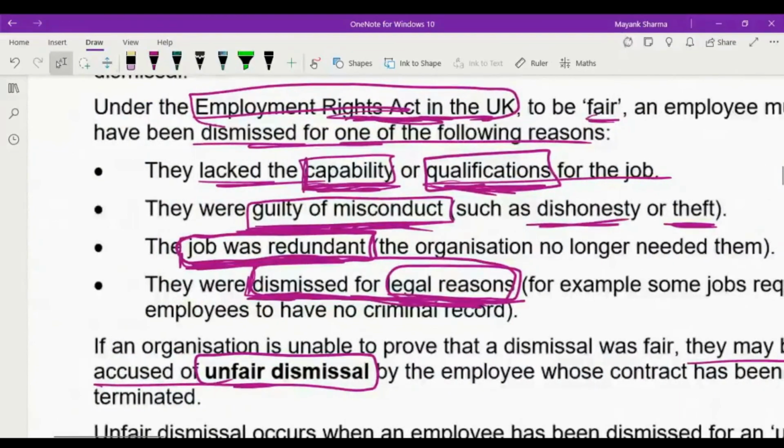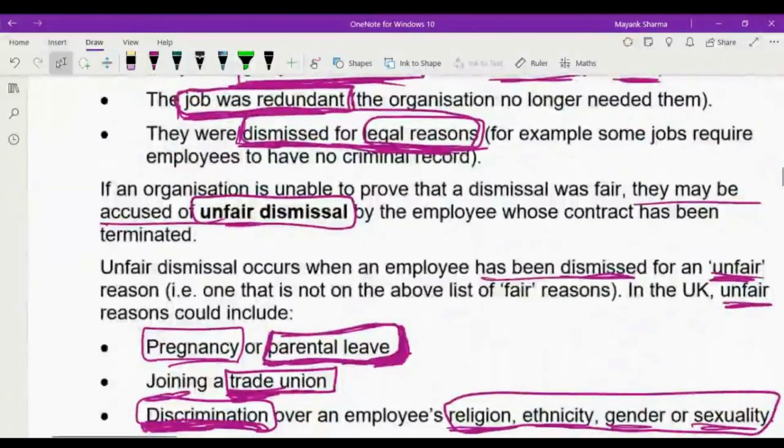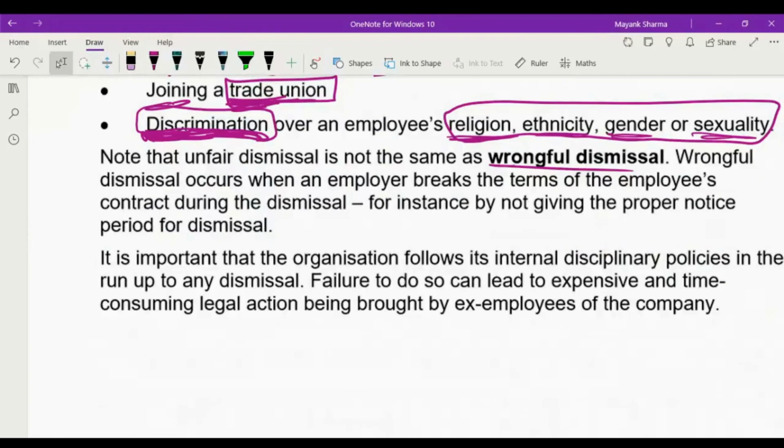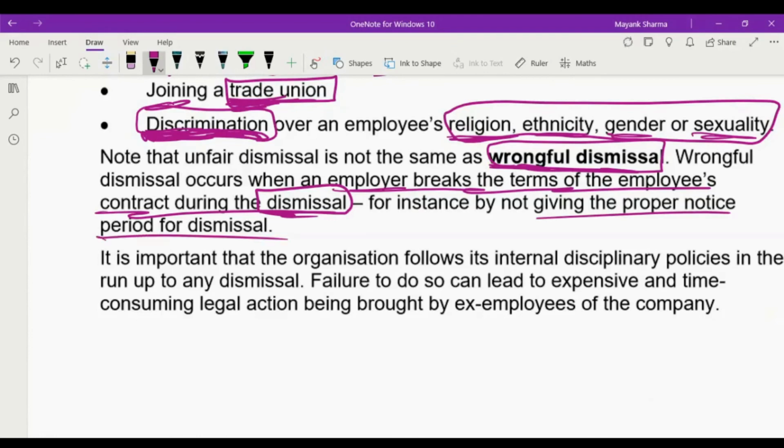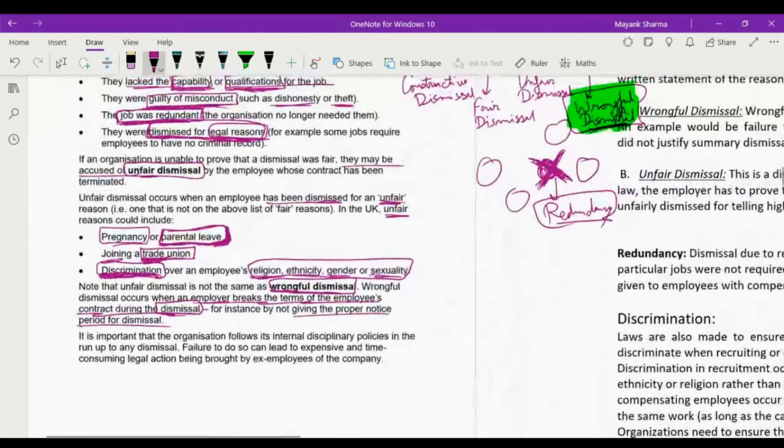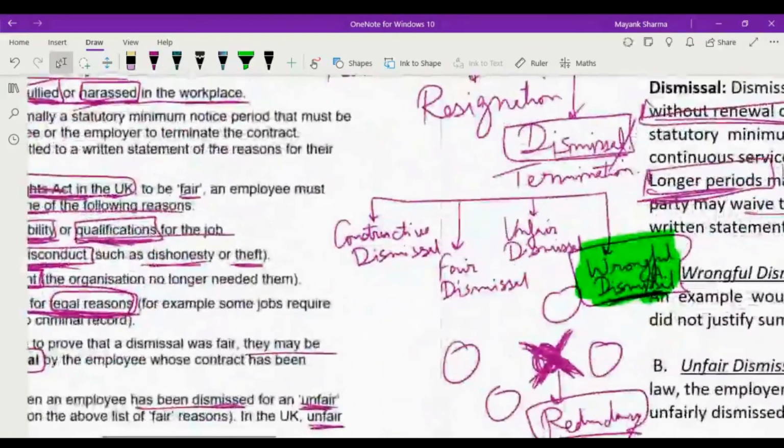So let's study about this. Note that unfair dismissal is not the same as wrongful dismissal. Wrongful dismissal can also be in case of a fair dismissal. Wrongful dismissal occurs when an employer breaks the terms of the employee's contract during the dismissal. So during the dismissal, if the contract is not followed, then that will be a case of wrongful dismissal. For instance, by not giving the proper notice period for dismissal. Okay, so it can be a bit confusing, but if you try to study it with examples, then it will be very clear to you.